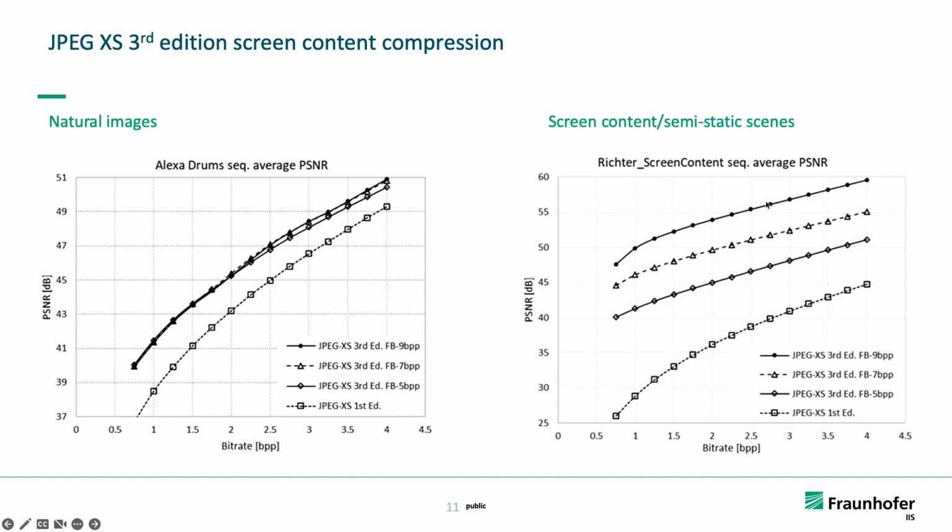On the screen content, however, you see at the bottom the classical JPEG XS first edition. And now with the frame buffer, dependent on the number of bits in the frame buffer, 3, 6, or 9 bits per pixel, you can significantly improve, of course, the screen content.